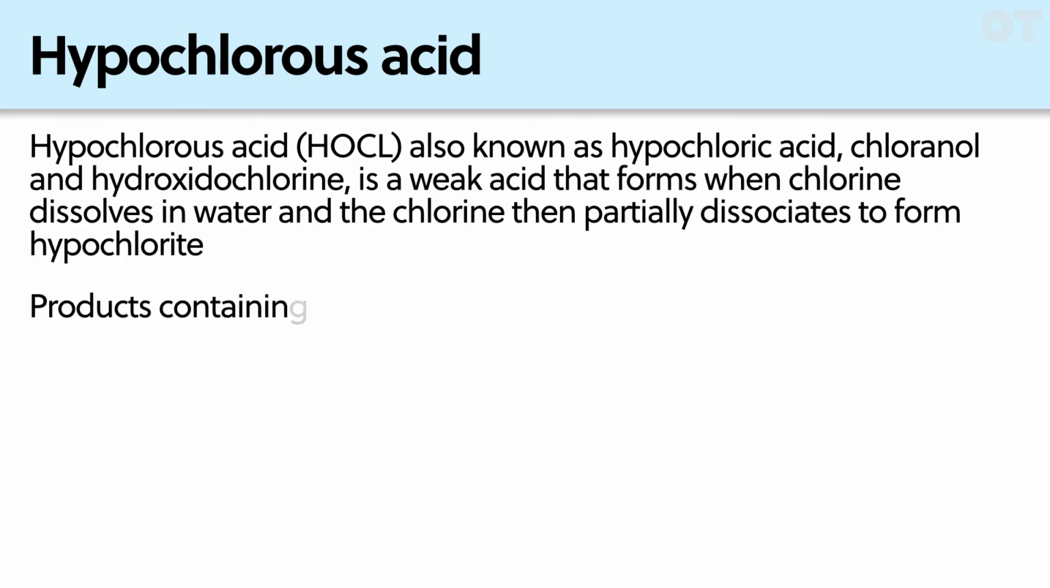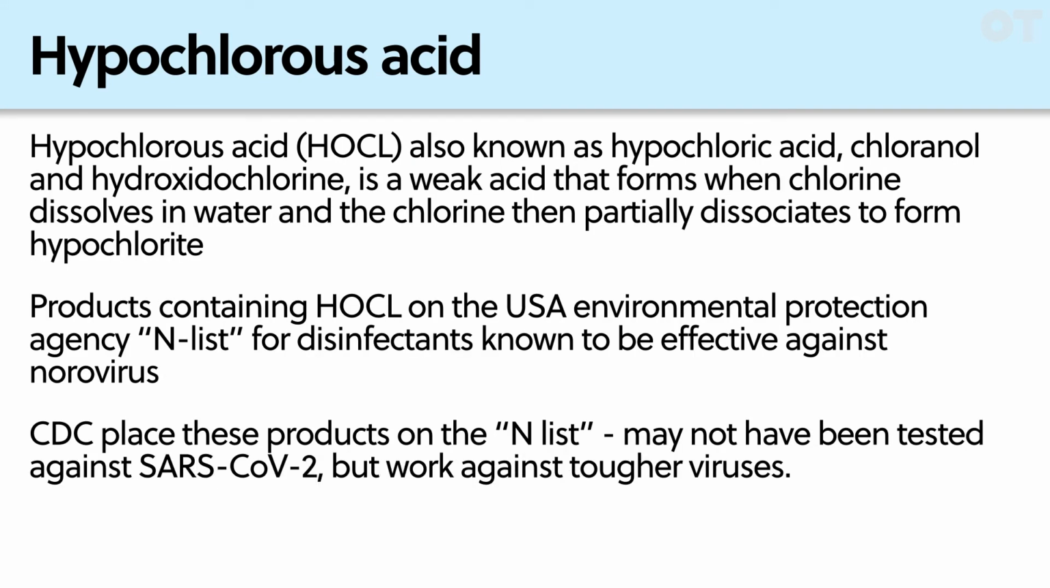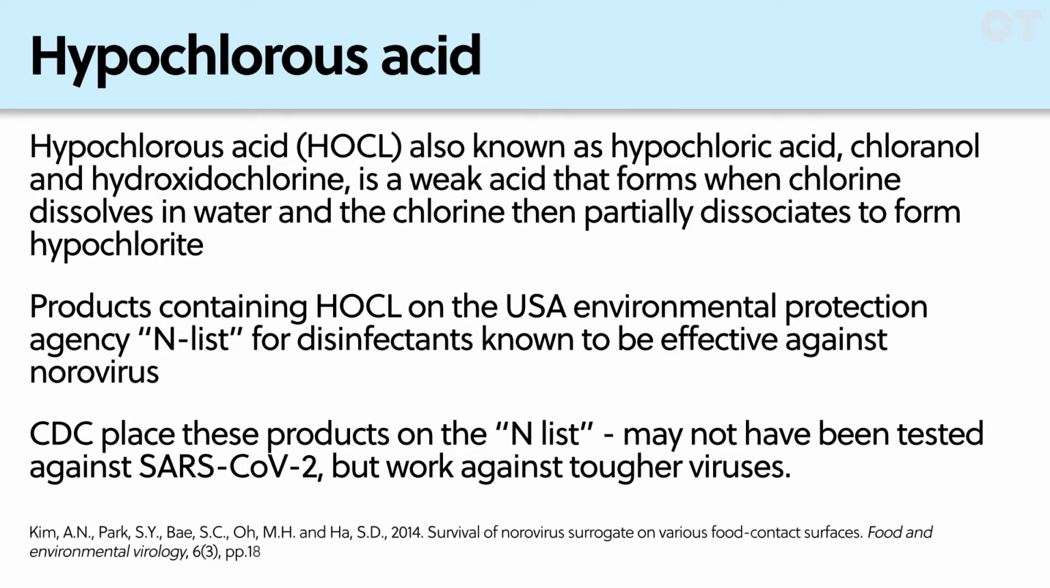One of the other things that we've had lots of questions about is hypochlorous acid. It's also known as hypochloric acid, chloranol, hydroxychlorine, and it's a weak acid that forms when chlorine dissolves in water and the chlorine then partially dissociates to form hypochlorite. Products containing hypochlorous acid can be found in the USA Environmental Protection Agency recommended list for disinfectants that are known to be effective against norovirus.